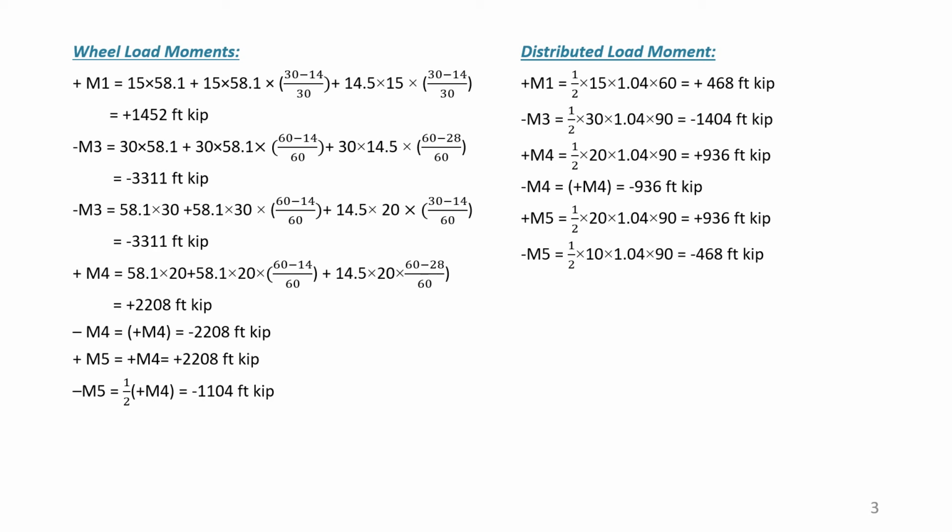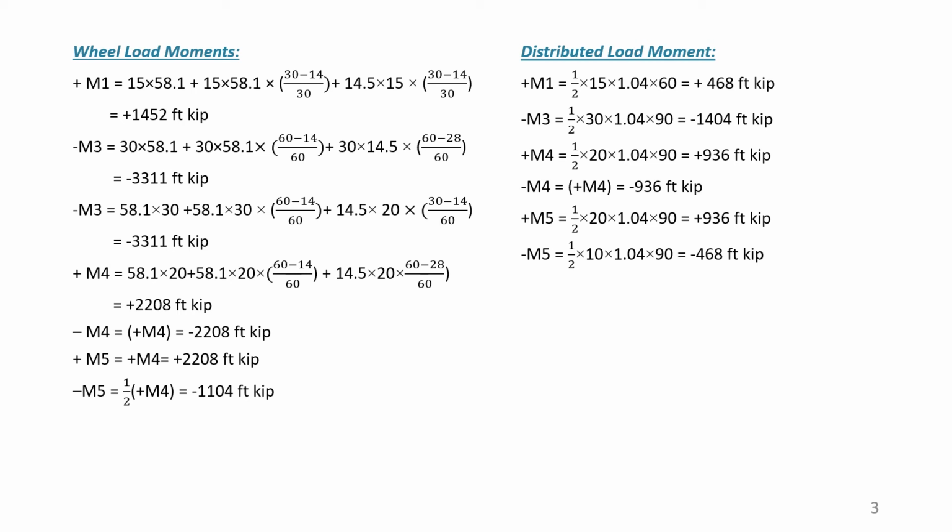That's why it's 936, and in the right hand portion, the triangle has the same length of 90 feet, but the ordinate is half. That means the ratio is 20 to 10. That's why this value is half of 936, which is equal to 468. This is simple arithmetic. You can understand how this has come as 468. And this is the influence line and moment calculation for the distributed load and for the wheel loads.